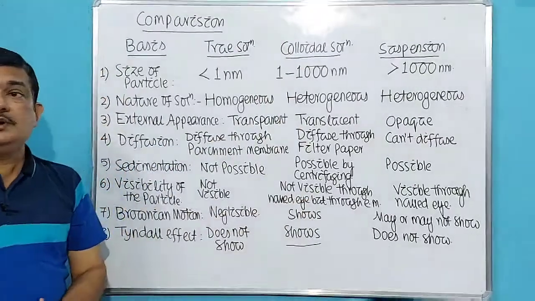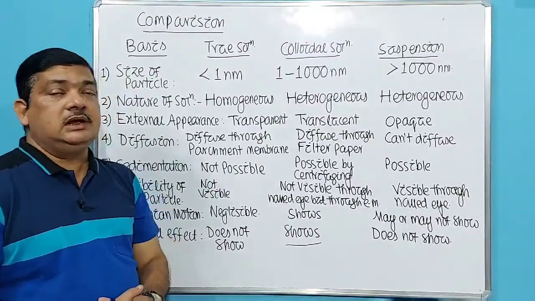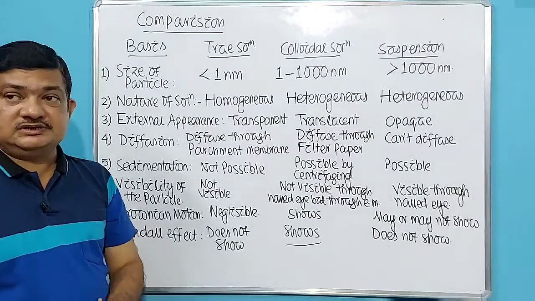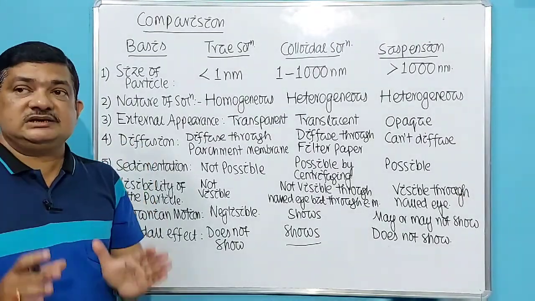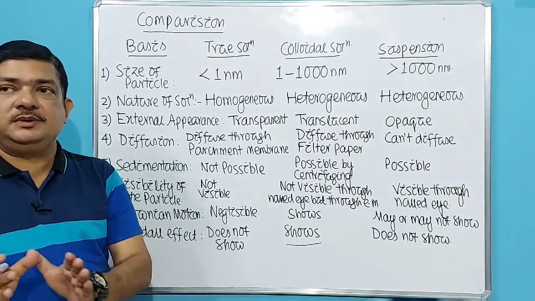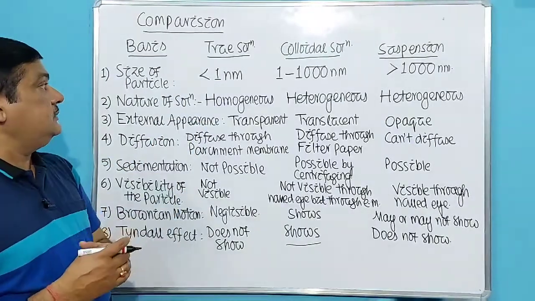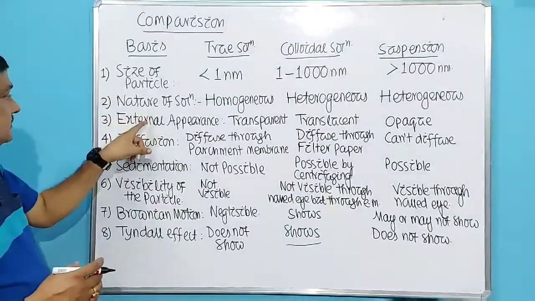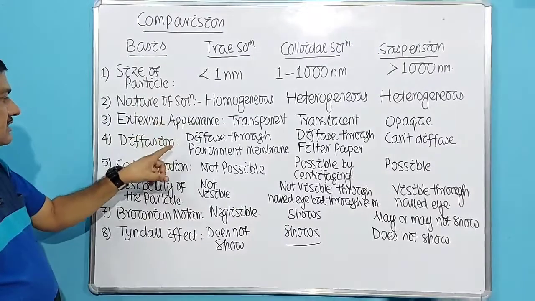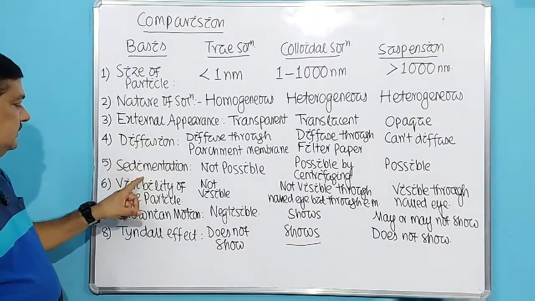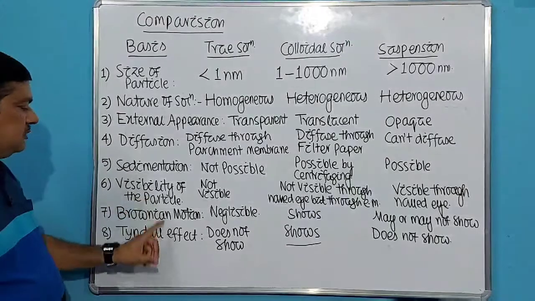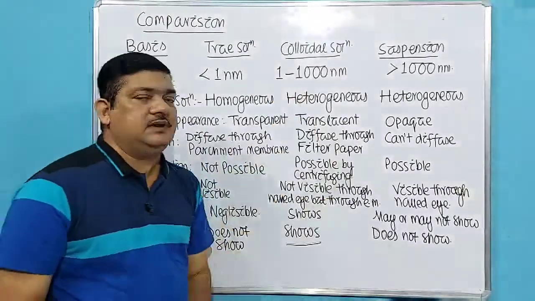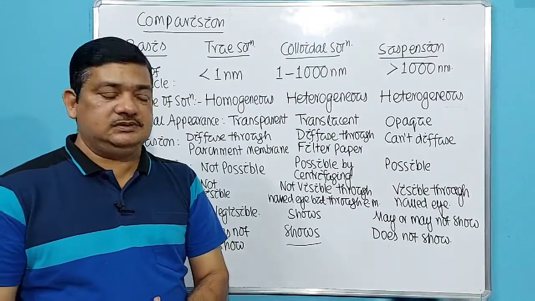Okay. So this is how we compare three types of solutions, that is true solution, then colloidal solution and suspension. So you write these things clearly in a paper and send it to me. On which basis we can differentiate between these three types of solution. These are the basis I have already told you: size of the particle, nature of the solution, external appearance, diffusion, sedimentation, visibility of the particle, Brownian motion and Tyndall effect. So on this basis, how we can differentiate between these three types of solution.